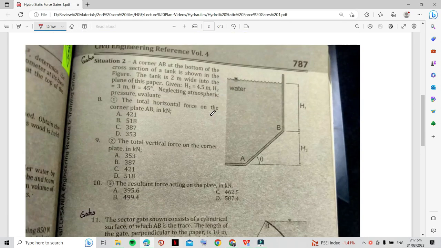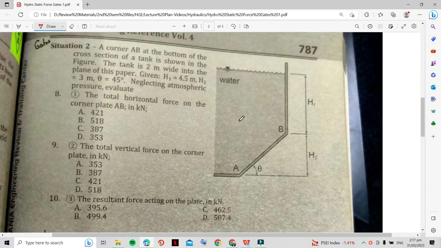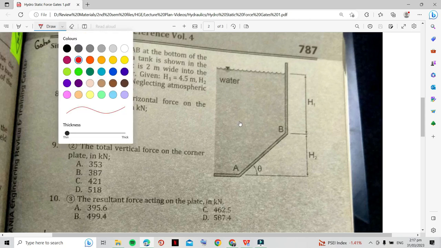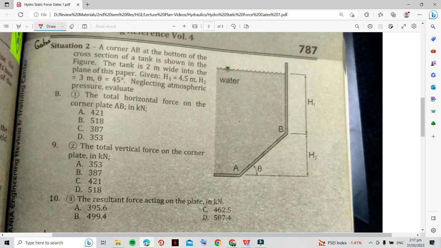So this is a problem from a board exam, and we will try to solve this now. A corner AB at the bottom of the tank, the cross section of the tank is shown in the figure. The tank is 2 meters wide into the plane of this paper.